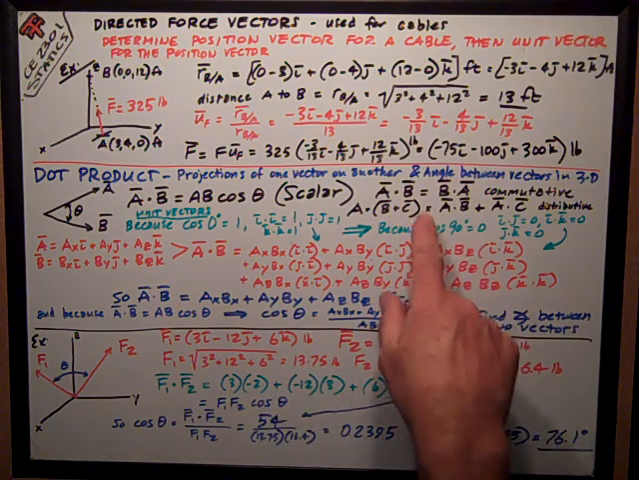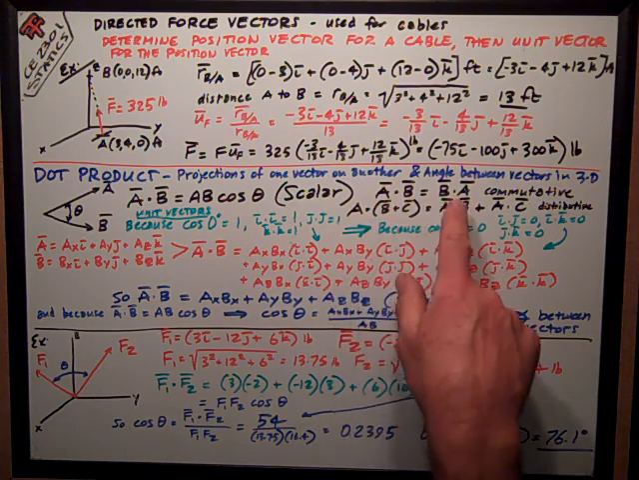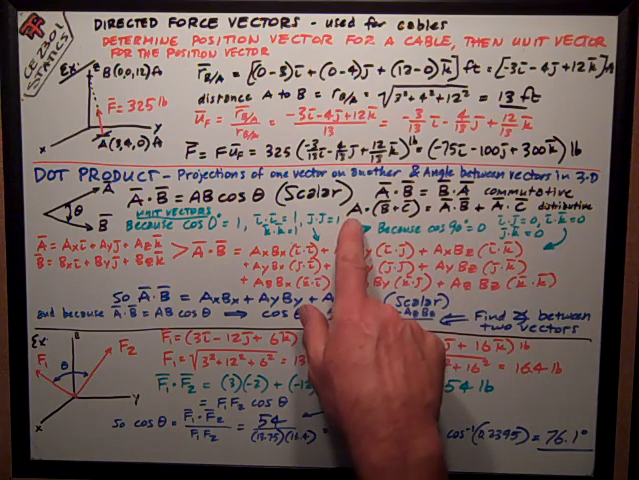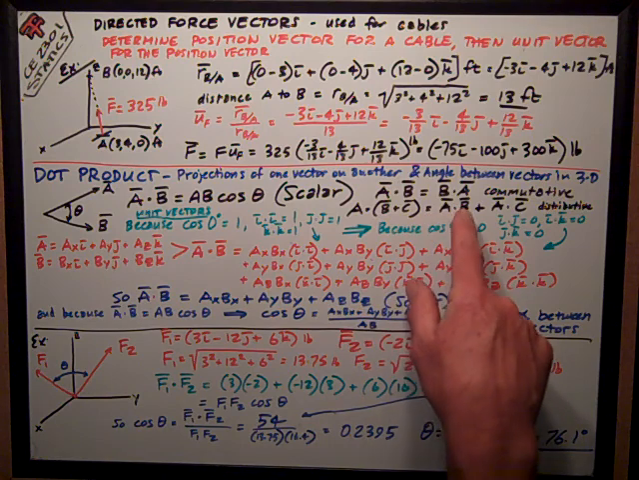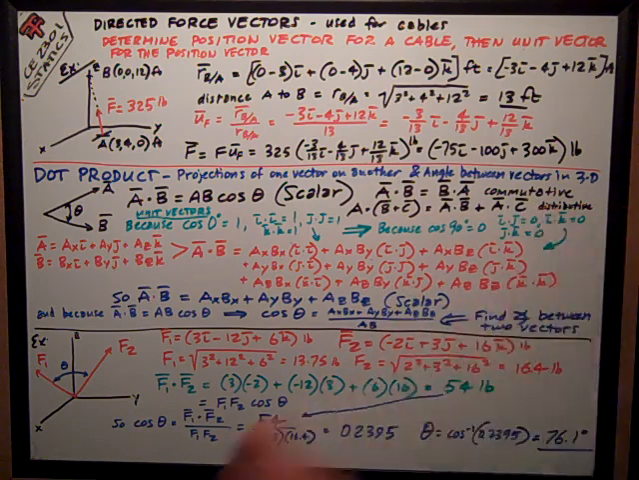The properties of it are, it doesn't matter their order. A dot B is equal to B dot A, it's commutative. A dot (B plus C) is equal to A dot B plus A dot C. It's distributive.